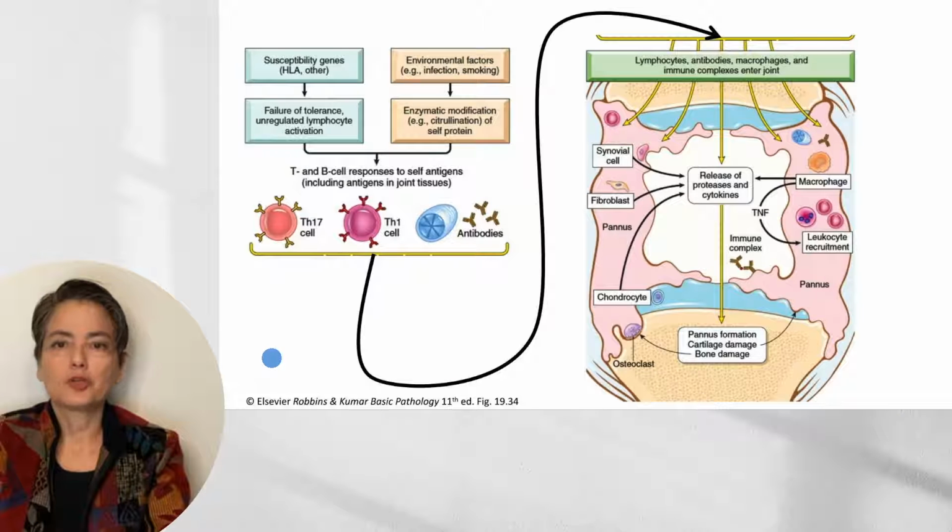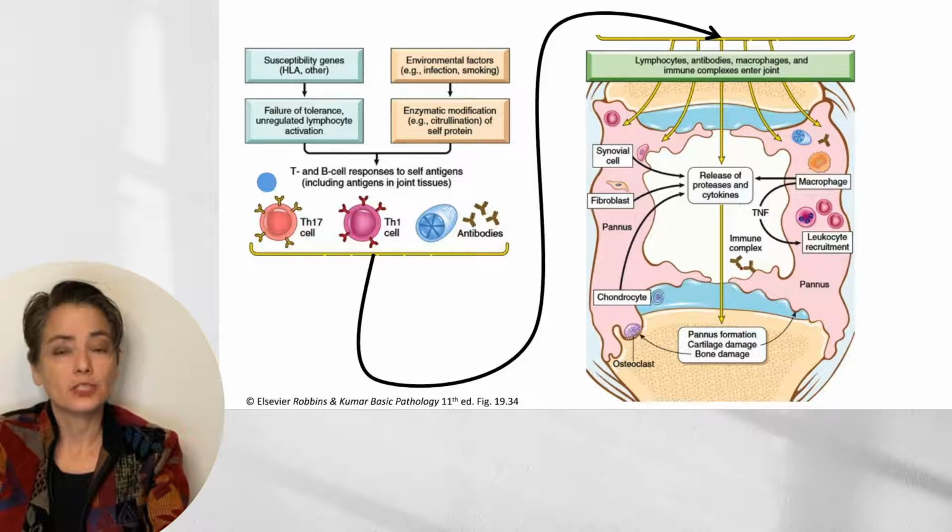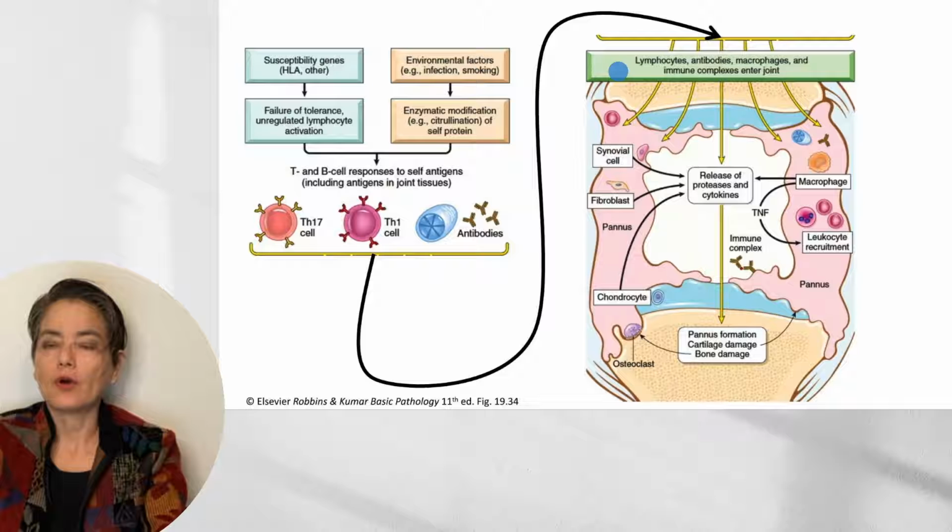So let's put this into the context of a figure looking at rheumatoid arthritis. This is from Robbins Kumar Basic Pathology. So we look here, we have our susceptibility genes, HLA or other, that give us this increased risk of failure of tolerance and unregulated lymphocyte activation. We combine that with environmental factors such as infection and smoking that can cause the enzymatic modification of our self-proteins, such as our citrullination. And this is going to result in a T and B cell response to self-antigens, which is going to include antigens in our joint tissue. So we have our Th17, Th1, and plasma cells. And these are going to drive lymphocytes, antibodies, macrophages, and immune complexes into the joint. So that's going to be the impetus for that.